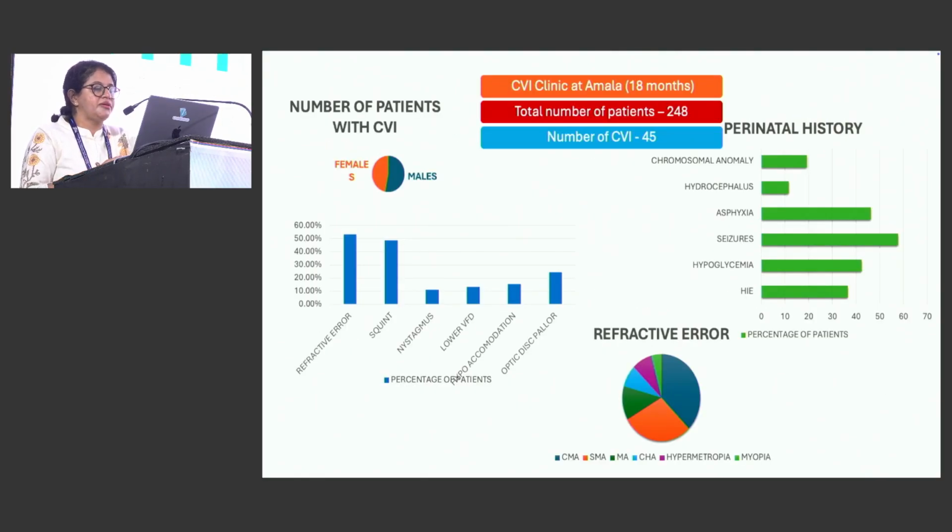And in our CVI clinic, we screened about 248 children during the last 18 months, and we could identify 45 children with CVI. And the most common ocular association was refractive error followed by squint. And the most common perinatal history was seizures followed by asphyxia and hypoglycemia.